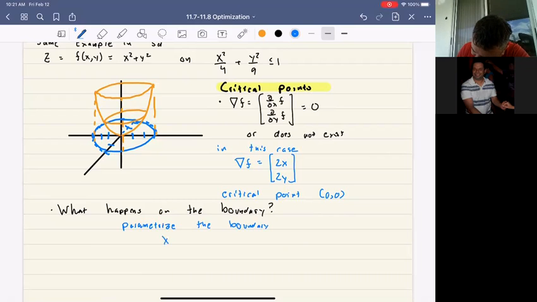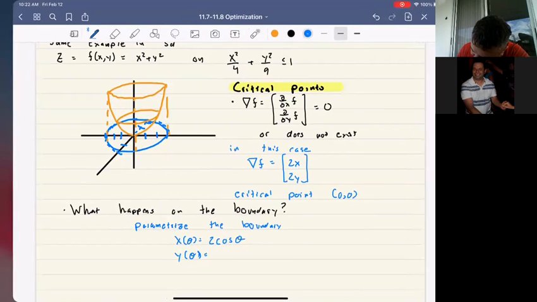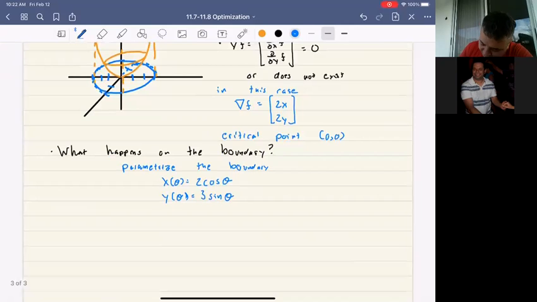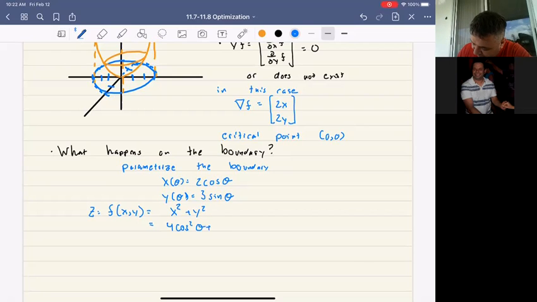So we're going to use x of theta equals 2 cosine theta, y of theta equals 3 sine of theta. Now we're going to plug this into my z function. That's x squared over 9. Sorry, x squared plus y squared. So I'm going to plug that in, and I'm going to get 4 cosine squared of theta plus 9 sine squared of theta.